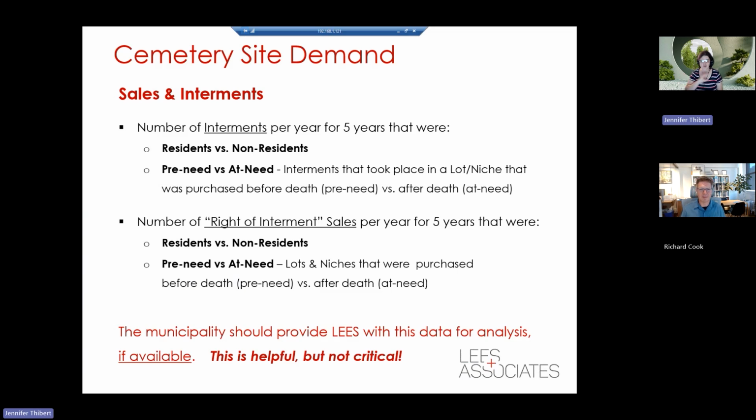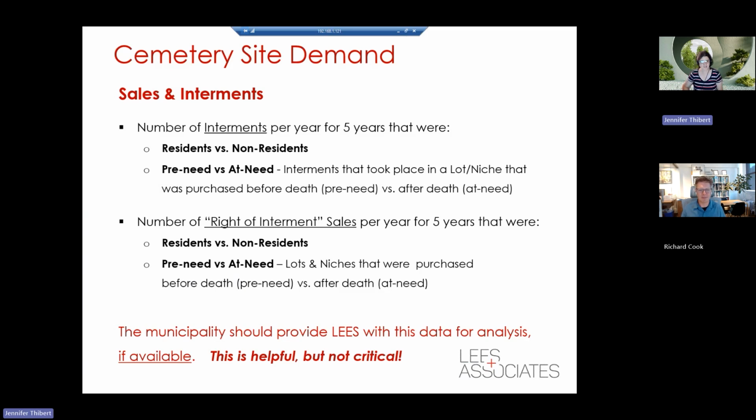So you might tell me, Jen, I had 100 interments last year, 25 of those were non-residents, 75 were residents. Okay, and then for at-need, pre-need, I can tell you that 30 of those were placed in graves of people who had pre-purchased them, and 70 of those went into at-need. And that tells us some very useful information.